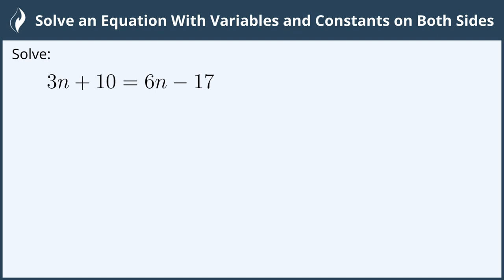Hi everyone! In this video we will solve an equation with variables and constants on both sides. Solve 3n plus 10 equals 6n minus 17.